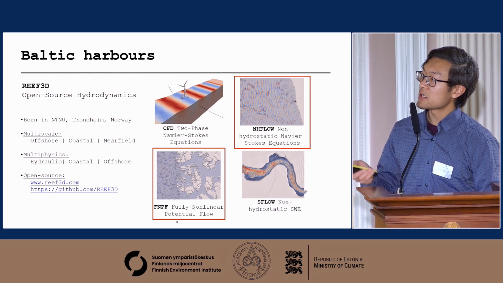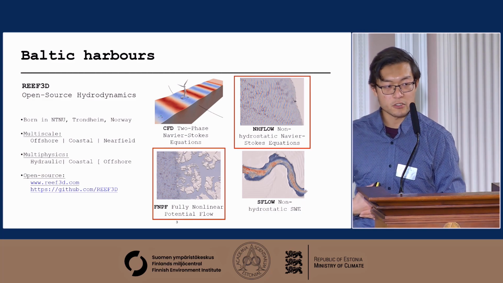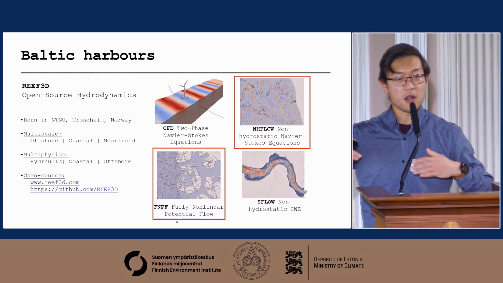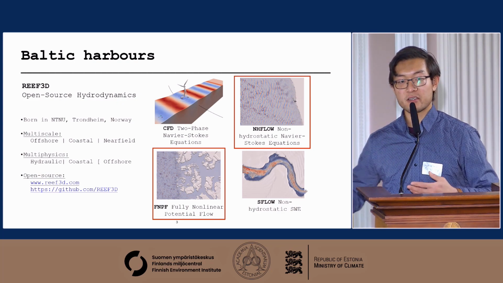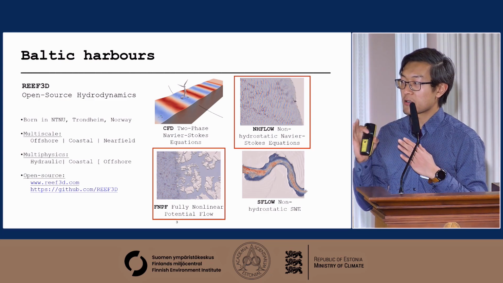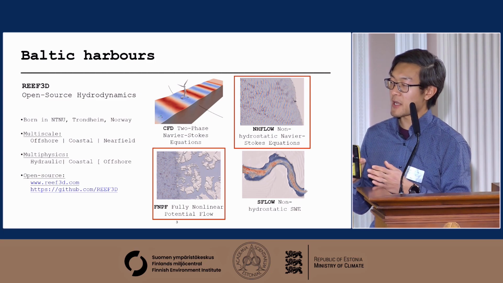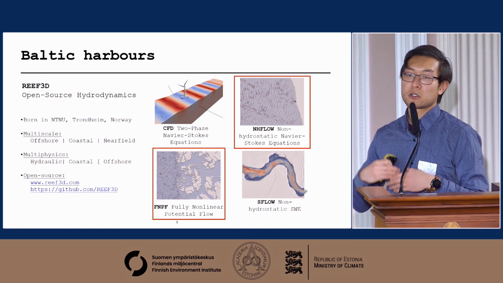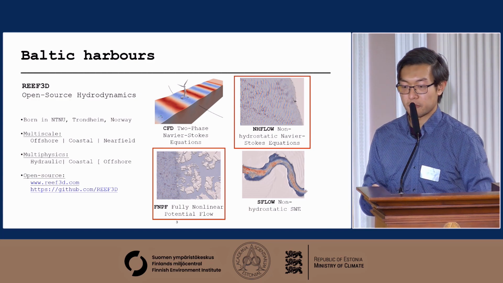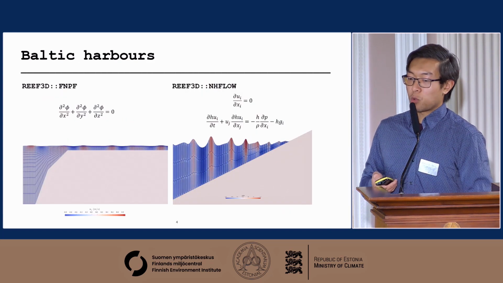Instead, we focus on these two models, the fully nonlinear potential flow models. That is very good for wave propagation over a large area with drastic water depth variations. And also the NH flow, which has similar properties to FNPF, but in addition, it can also include viscosity, swash zone dynamics, and turbulence in the future.